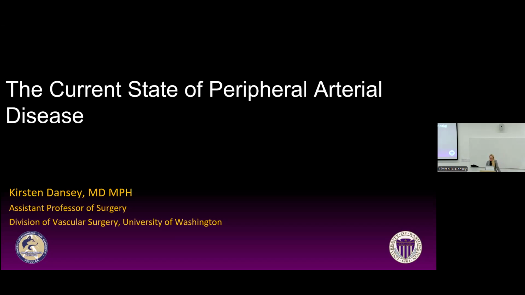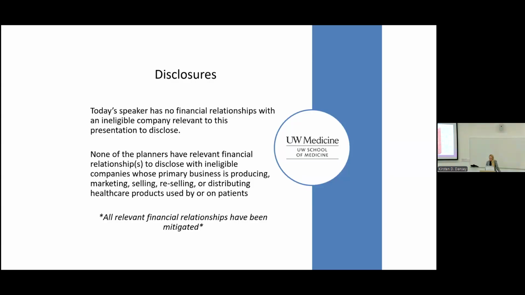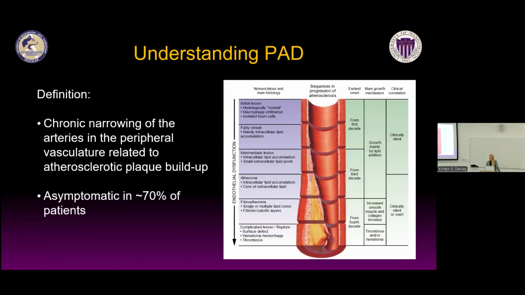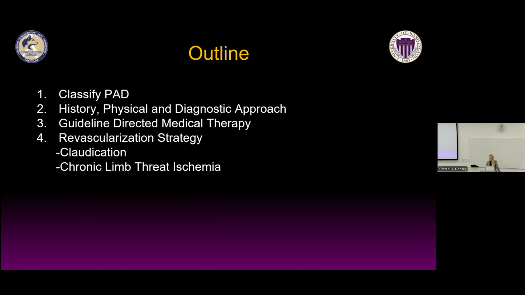Today, we're going to discuss some of the newer guidelines that were recently published, and we'll also go through a real brief history and physical and diagnostic approach to PAD, and then we'll discuss guideline-directed medical therapy, and then at the end, hopefully we'll get to revascularization strategies and how we treat patients with claudication versus CLTI, and just optimal approaches. The initial slide was pathophysiology of peripheral arterial disease, but I don't think we necessarily need to get into that with this audience.